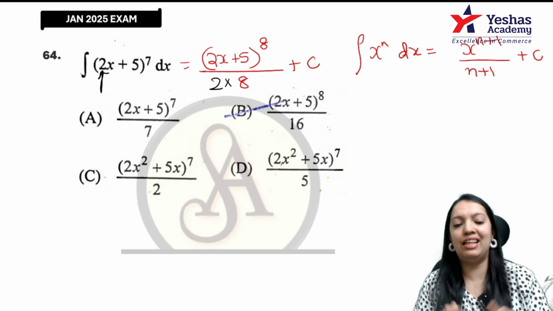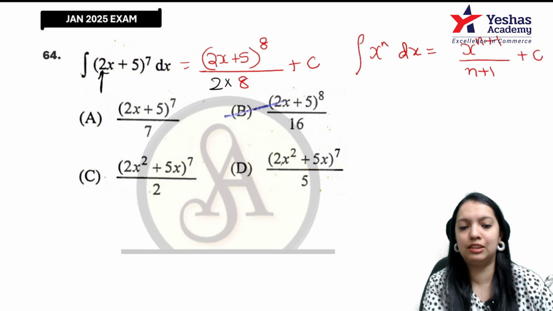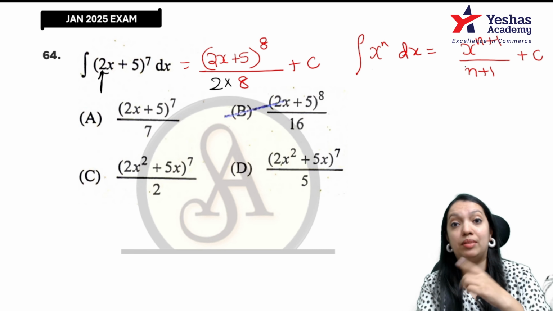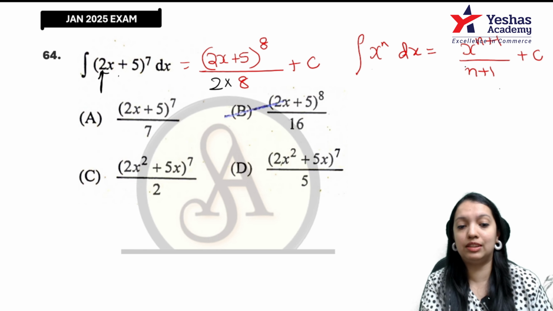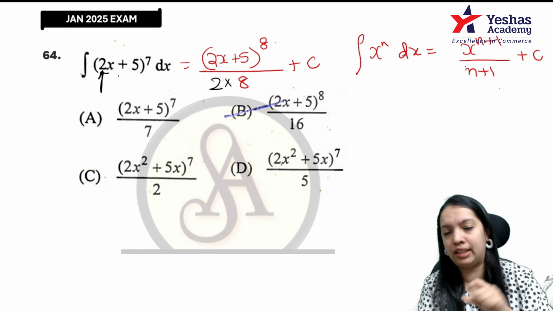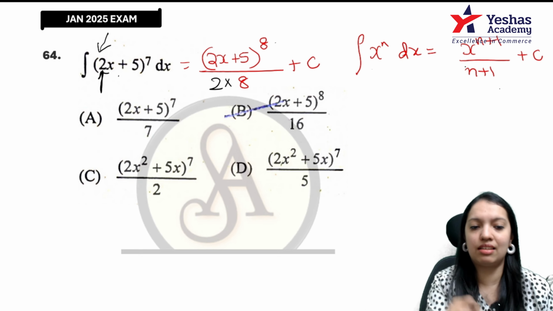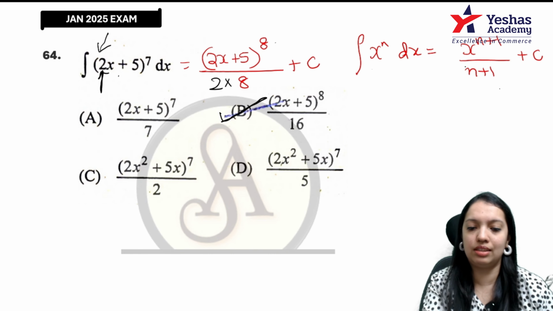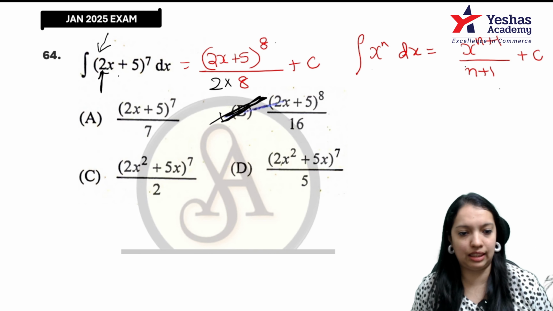Next, find integration of 2x plus 5 the whole power 7. Integration of x power n is x power n plus 1 by n plus 1. So integration of this will be the whole to the power 8 divided by 8. But this is a linear expression where 2 is multiplied. So take the 2 in the denominator. Your answer becomes the whole divided by 16.